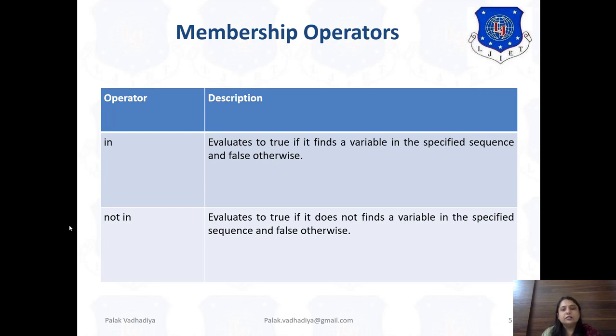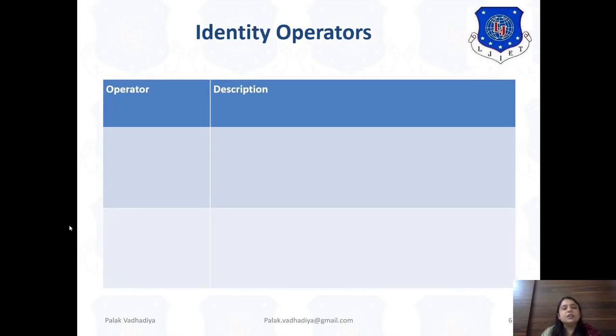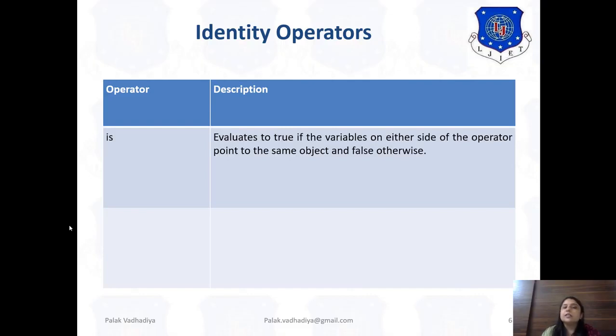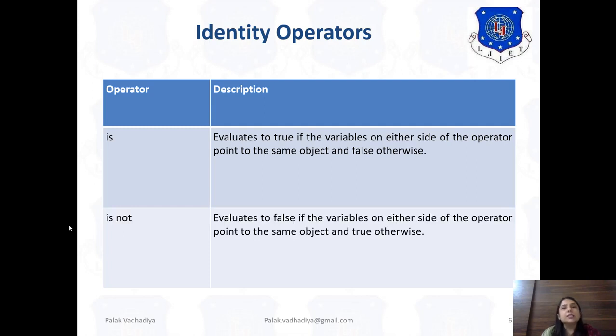Alright. The next is the identity operators. The first is is. It evaluates true if the variables on either side of the operator point to the same object and false otherwise. Next is is not. It evaluates false if the variables on either side of the operator point to the same object and true otherwise. Let's see practically how this happens.